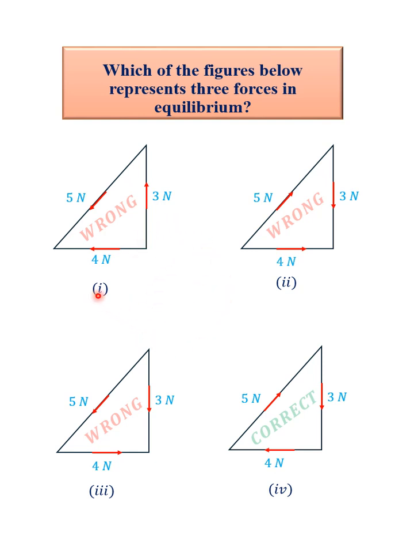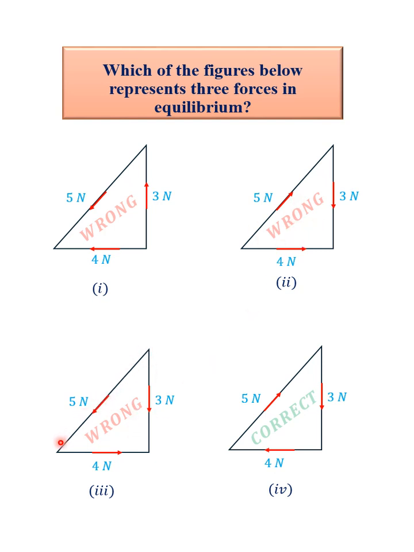This is what I mean. Let's look at the first one. The 3 Newton force is acting like this. The 5 Newton force is acting like this, so they are moving in order. But instead of the 4 Newton force to act like this, so that you will see a complete anti-clockwise order, you have 3, 5 in order, but 4 is acting opposite. This means it is not in equilibrium. Let's pick this. Sorry, 3 acting like this, but 4 is acting opposite. This is not in order, so it is wrong.